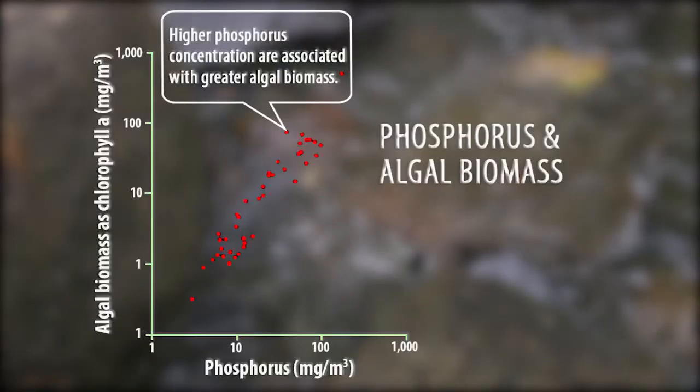On this graph, the y-axis shows chlorophyll A concentration in milligrams per cubic meter as an indicator of algae activity, and on the x-axis we have phosphorus concentration, also in milligrams per cubic meter. We see that as the phosphorus concentration increases, algae concentration also increases. The process of elevated nutrients in a water body due to human activities is known as cultural eutrophication.